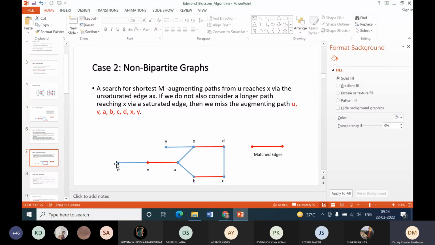So the way we find alternating paths is first we go by an unsaturated edge, followed by a saturated edge, and from there, if I want to get a flower, there must be two unsaturated edges out of it. If there is only a single unsaturated edge here, then it must be an augmenting path.